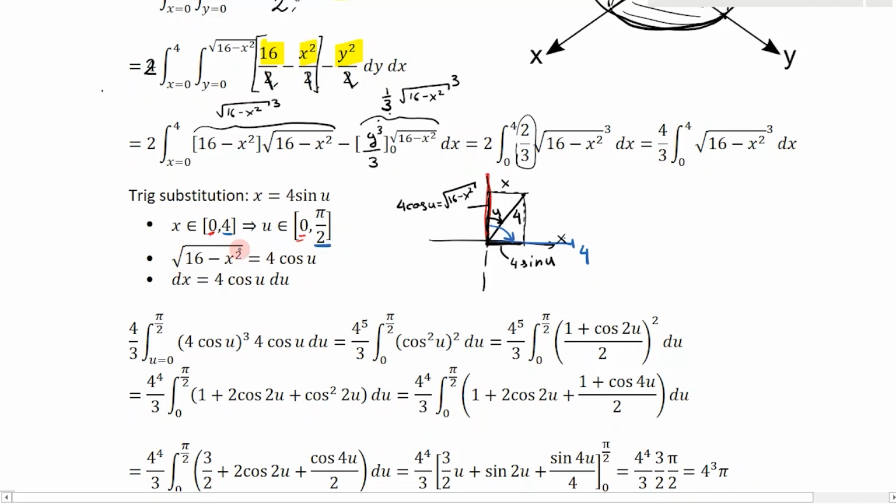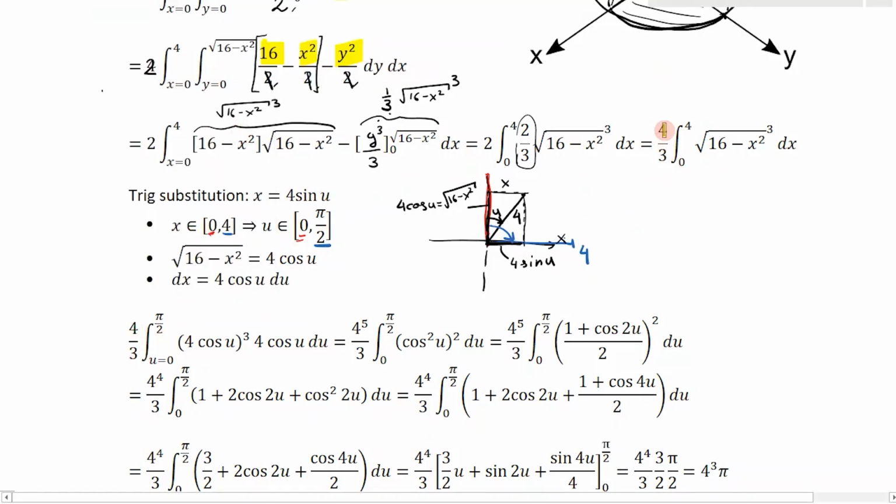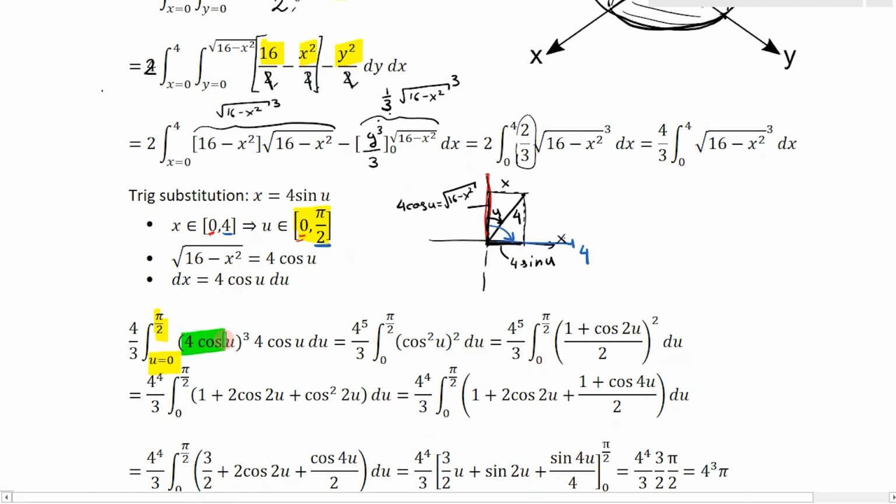Now, as I discussed, this square root is 4 cosine u. That's what I have here. Or you could just plug this in and use trig identities to get this as well. dx is equal to 4 cosine u du. So then when I plug this all into here, I get this. I have 4 over 3 stays as is. Bounds go, instead of 0 to 4, become 0 to pi over 2. That's what I got from here. Then I have this square root cubed. And then I have dx.